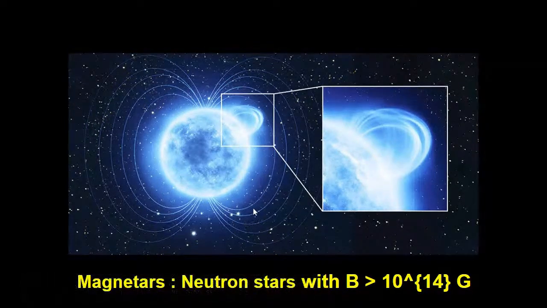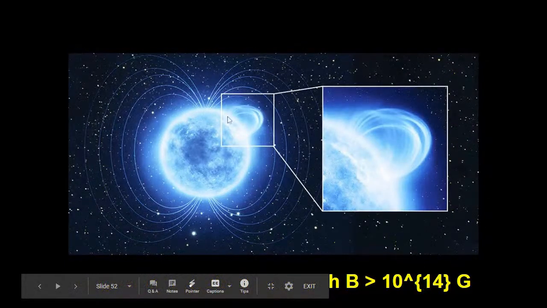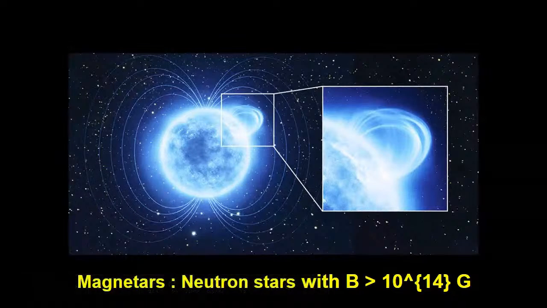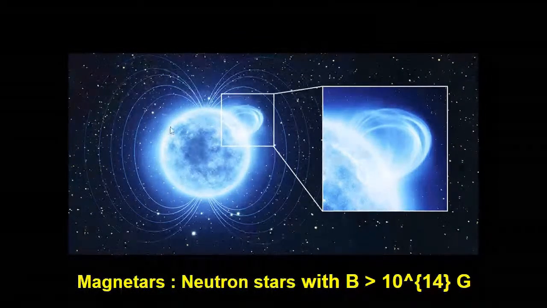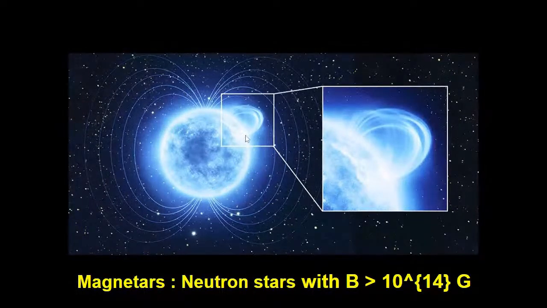So normal pulsars have magnetic fields up to 10 to the power 14 Gauss, while magnetars are those neutron stars whose magnetic field is greater than 10 to the power 14 Gauss. So they are very fascinating objects, and they may be the cause of a new class of objects that were discovered, called fast radio bursts. So all these neutron stars are rich in their astrophysical content and may explain objects like fast radio bursts, as well as perhaps gamma ray bursts.